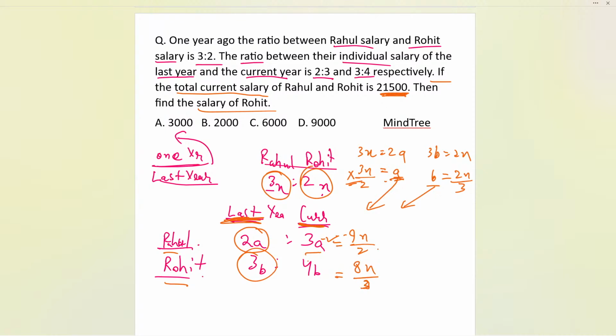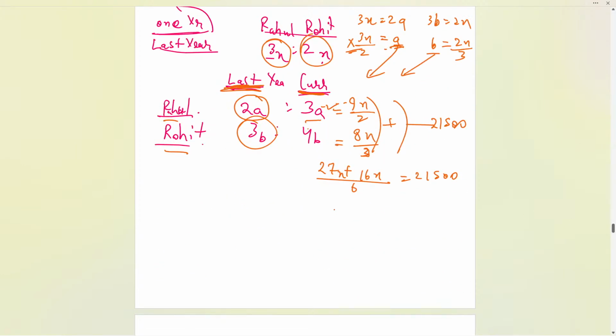Now we can add both of them, and the total is equal to 21,500. Now, let us solve it. The LCM of this will be 6. So 3 times 9, 27, plus 2 times 8, 16, so we get 43x upon 6 equals 21500.